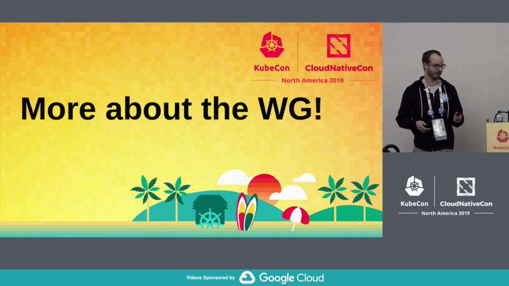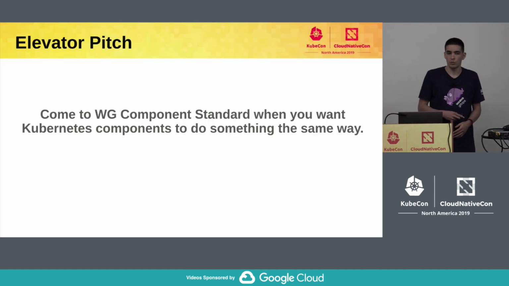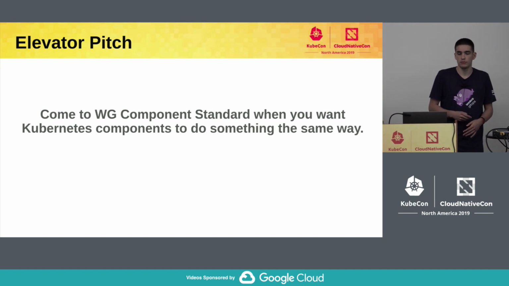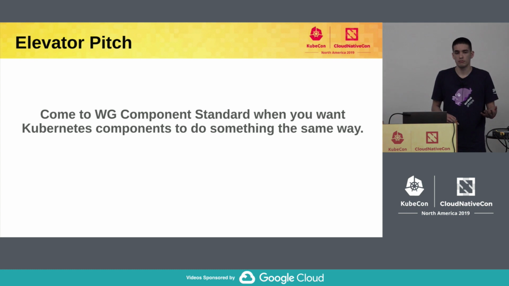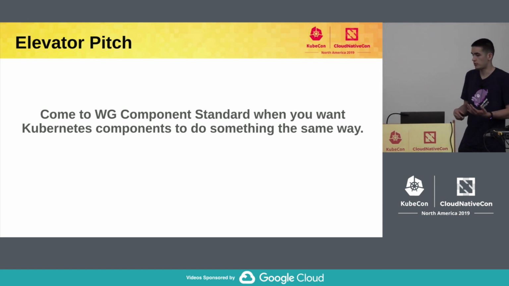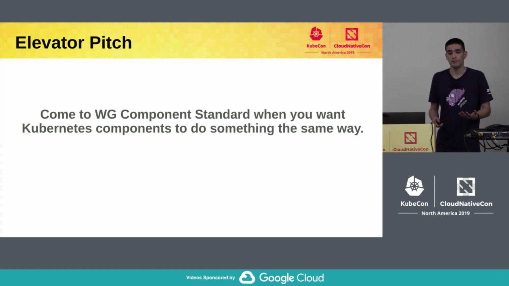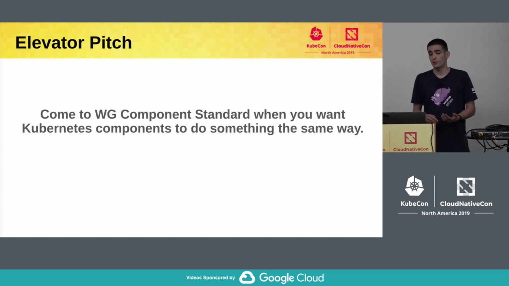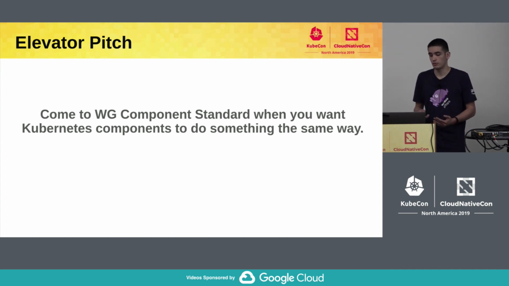So I'm going to turn it back to Leigh to talk a little more about the working group. Sometimes people ask us, okay, well, what does component standard do? Right? And we've talked a little bit about that, but how do you concisely explain to somebody what the value of an infrastructure portion of the project has to Kubernetes on users and vendors, folks who are relying on this platform? And we say that when you want something to work the same way across Kubernetes components, then you should come here.